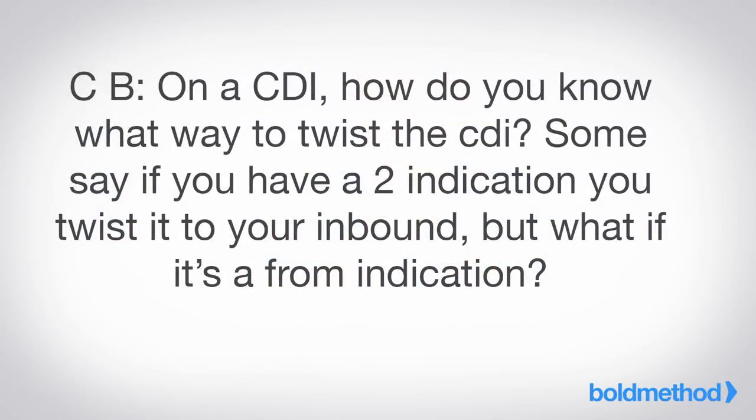Okay, I'm going to hop in here, and I know I'm jumping ahead just a little bit, but this has been popping up a few times, so I want to get on it. This is from CB. He says, on a CDI, no HSI, but on a CDI, how do you know which way to twist the CDI, and should you be flying this with a from indication or a to indication? I know, Alex, you've got an animation on this, too, so take it from there.